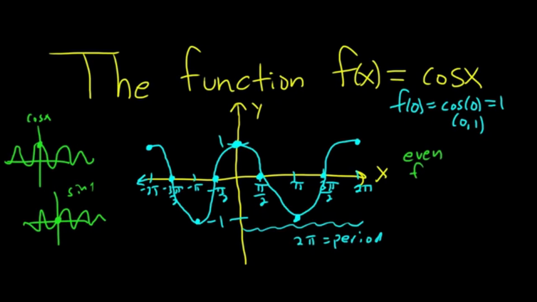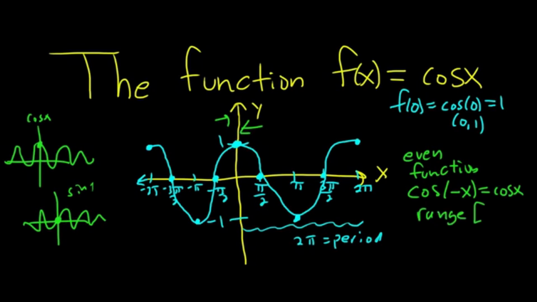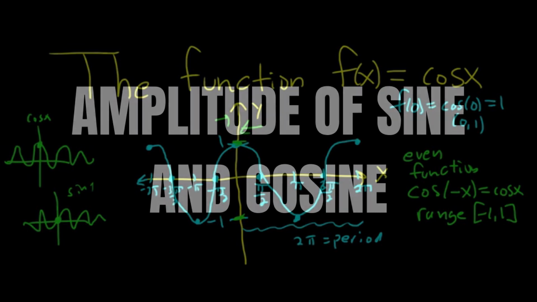It's an even function. It's an even function because if you flip it across the y-axis, you get the same thing. That means it eats negative signs. So the cosine of negative x is equal to the cosine of x. And the range is negative 1 to 1. And I think that's good for now. That's it.